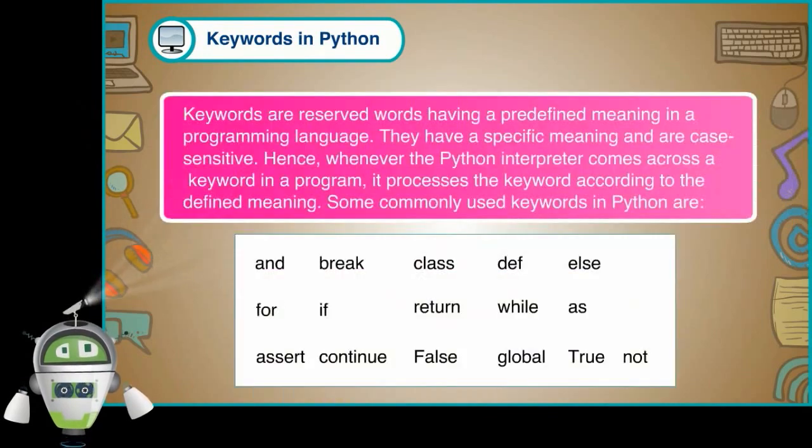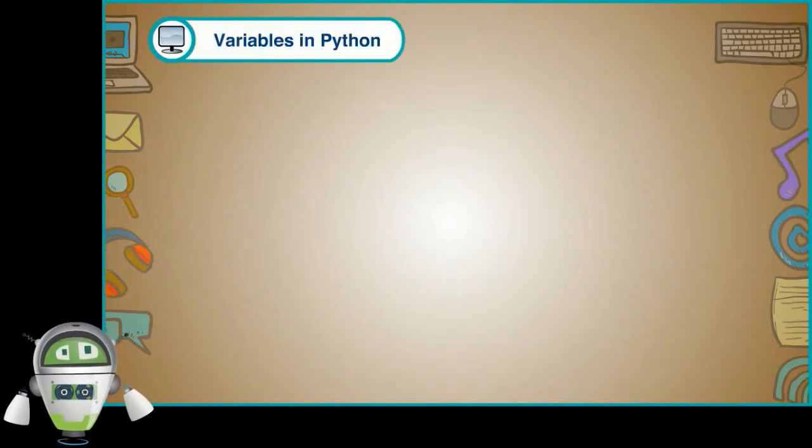Keywords in Python. Keywords are reserved words having a predefined meaning in programming language. They have a specific meaning and are case sensitive. Hence, whenever the Python interpreter comes across a keyword in a program, it processes the keyword according to the defined meaning. Some commonly used keywords in Python are and, break, class, def, else, for, if, return, while, as, assert, continue, false, global, true, not.